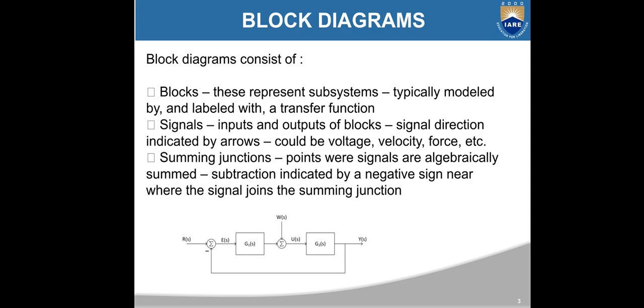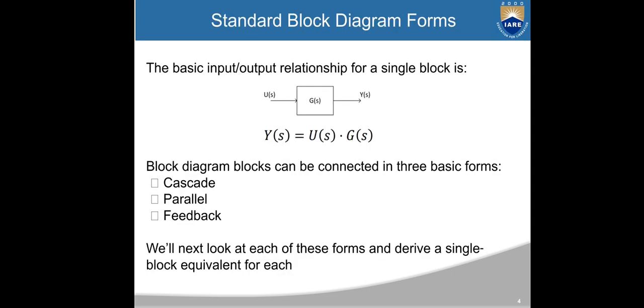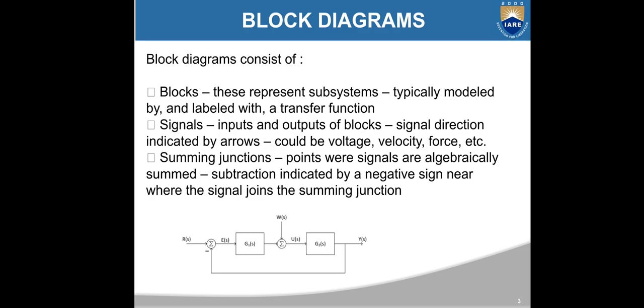Let us see. Block diagrams consist of blocks, signals, and summing junctions. Blocks represent subsystems, typically modeled by and labeled with a transfer function. Signals are the inputs and outputs of blocks, with signal directions indicated by arrows. They could be voltage, velocity, force, and so on.